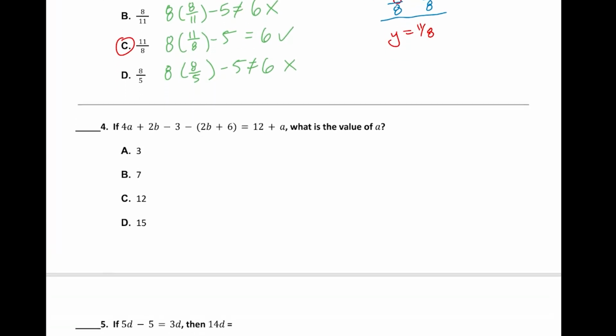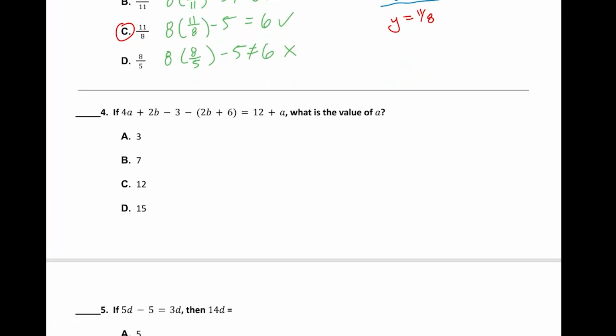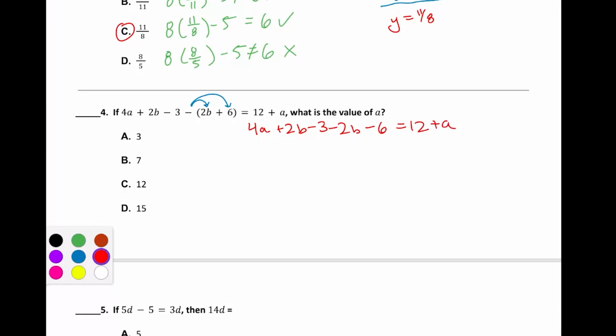Number 4. Okay, now this equation, there's a lot going on there. Let's just take it one step at a time. We're trying to solve for a. Notice there are some b's in there, but let's just see what happens. First, I'm going to use the distributive property and distribute this implied -1 to both of these two terms. When you've got a minus on the outside of the set of parentheses, when you use that distributive property, make sure that minus goes to both of those terms. So I'm going to rewrite this equation as 4a plus 2b minus 3 minus 2b minus 6 equals 12 plus a.